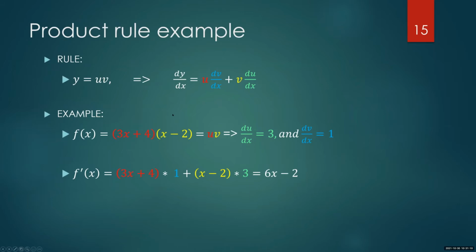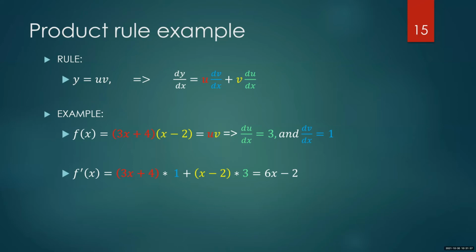So here's a product rule example. Now, this is quite a colorful slide, but here dy dx is white, u is red, dv dx is blue, v is yellow, and du dx is green. I tried to color it in this way just so that hopefully it makes it a bit easier to follow.